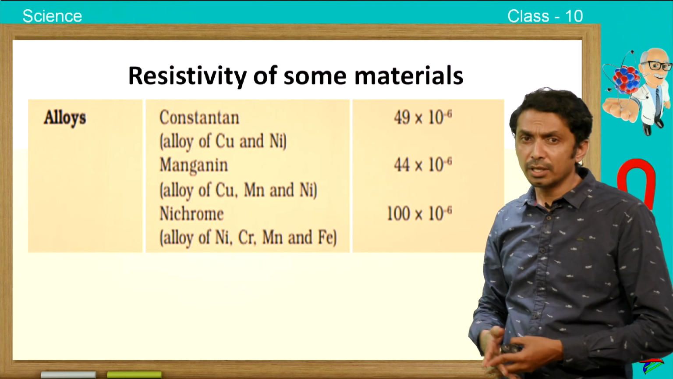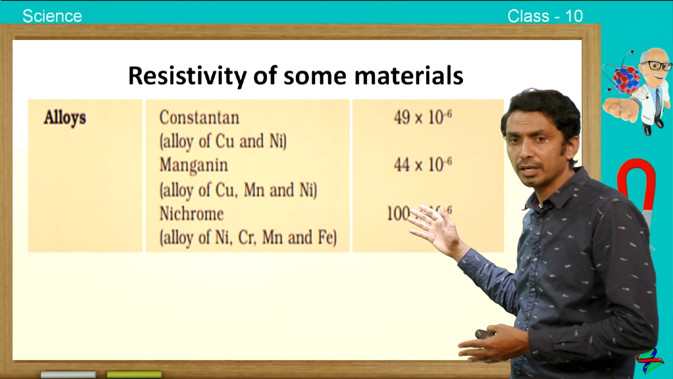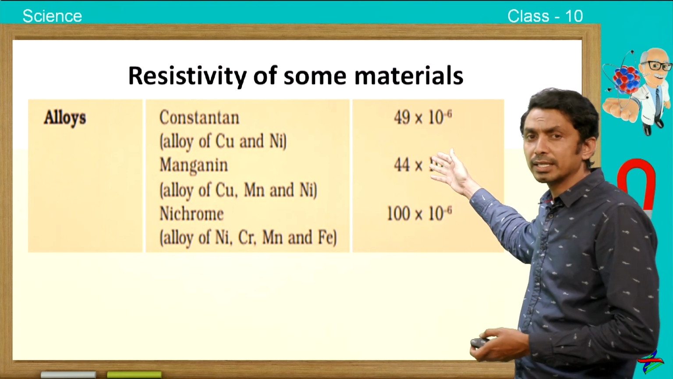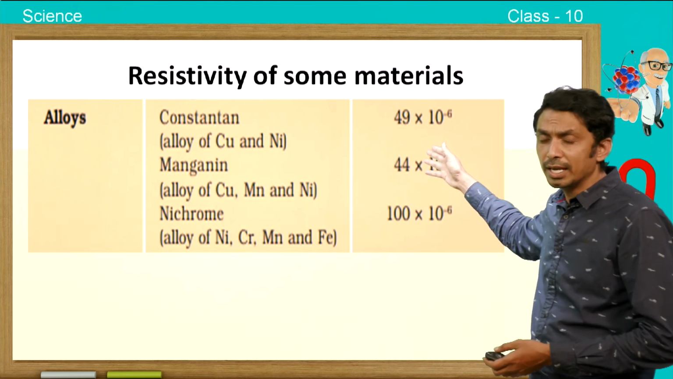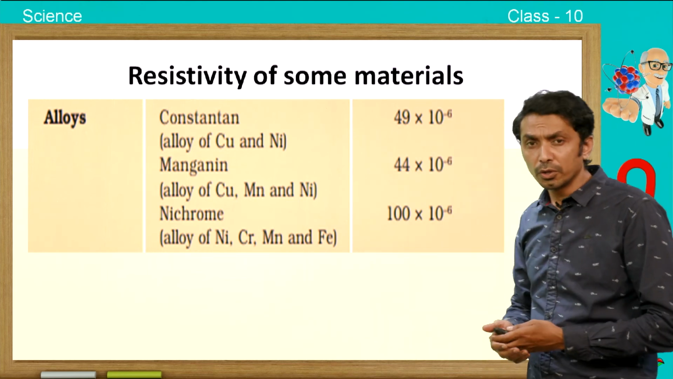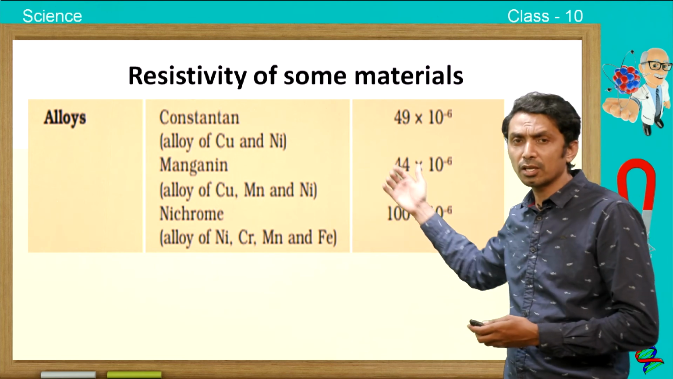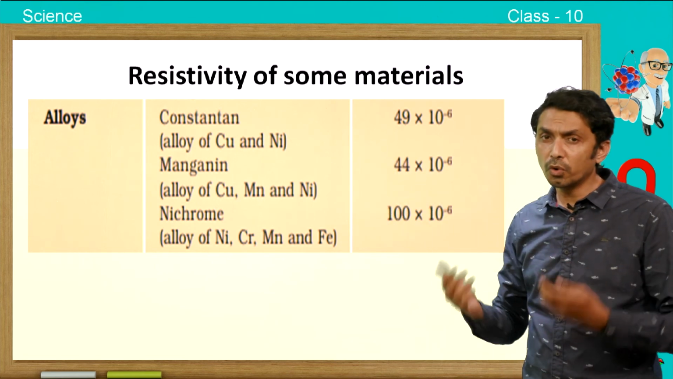And children, also if you could look here, these are alloys, and if you look at their electrical resistivity, it is in terms of 10 to the power of minus 6. So my question to you is, in conductors and alloys, which is having more resistivity?